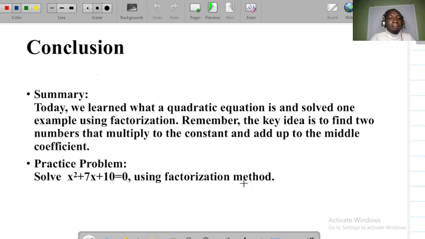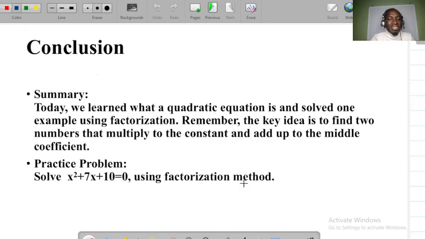Now, today we learned what a quadratic equation is and solved one example using factorization. Remember, the key idea is to find two numbers that multiply to the constant and add up to the middle coefficient.